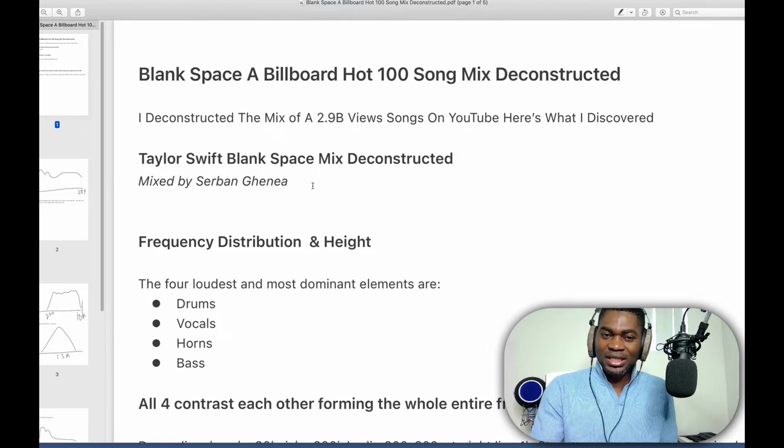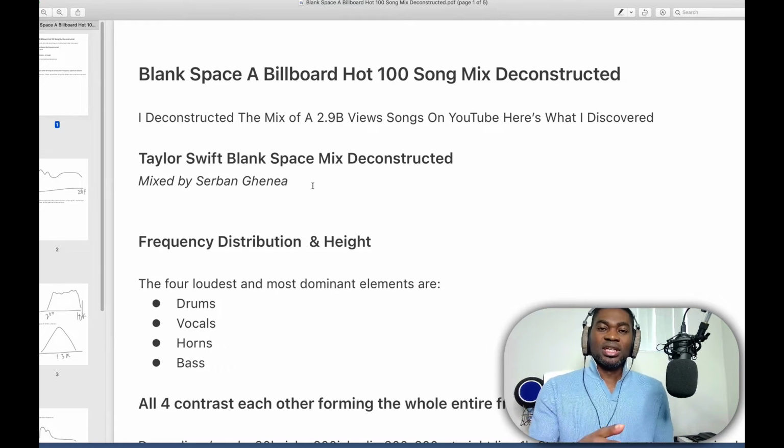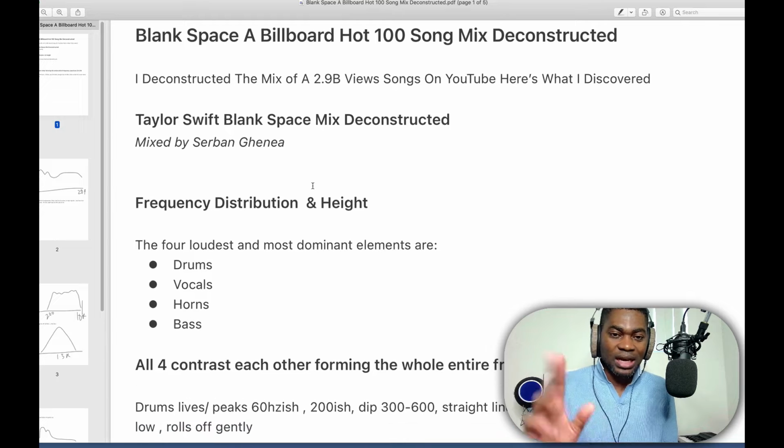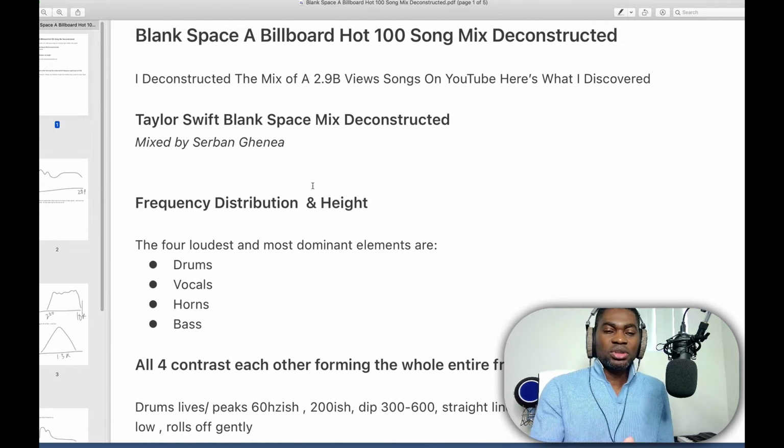If you understand this and you use this formula for your mixes, and if your mix doesn't sound good, call me, email me. I'm on the internet everywhere. But I bet you this is going to change your life. Let's go. The frequency distribution and height.